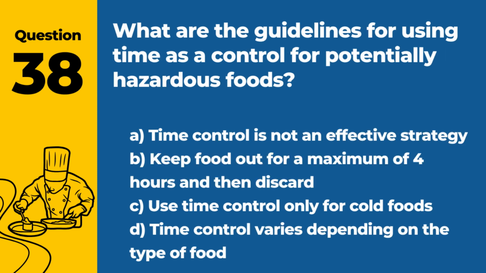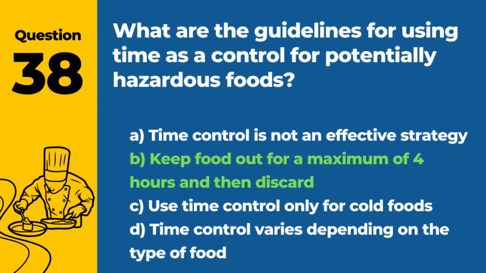Question 38. What are the guidelines for using time as a control for potentially hazardous foods? A. Time control is not an effective strategy. B. Keep food out for a maximum of 4 hours and then discard. C. Use time control only for cold foods. D. Time control varies depending on the type of food. Answer: B. Keep food out for a maximum of 4 hours and then discard.